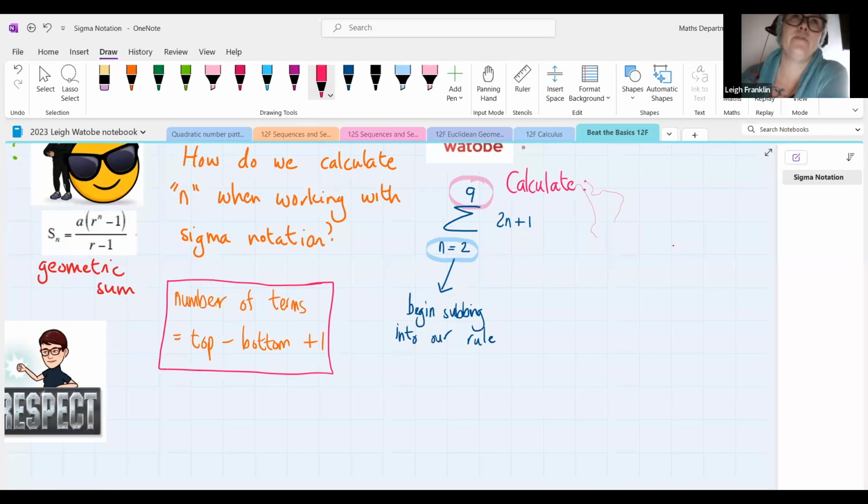When we are working with sigma notation and they tell you to calculate or evaluate, that's basically a fancy way of saying calculate the sum of. So what you would do is sub in and generate, say, the first 3 terms and the last term of the pattern. The first term would be 2 times 2 plus 1, and then the second term would be 2 times 3 plus 1.